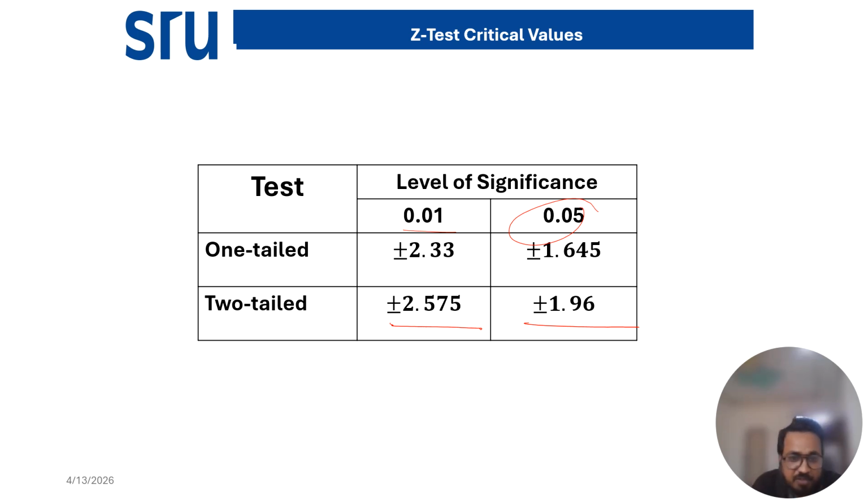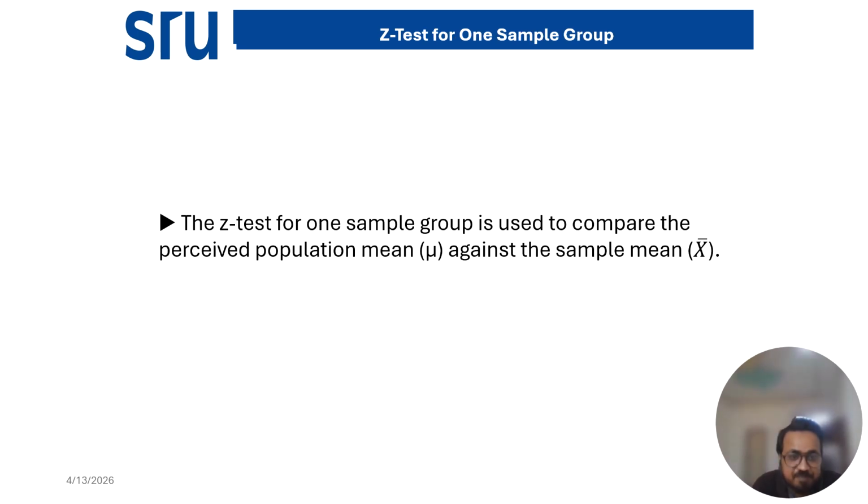Okay. So we will use this critical value of Z for two tail and one tail test. Okay. So now we will discuss the Z test for one sample group. The Z test for one sample group is used to compare the perceived population mean against the sample mean X bar. Okay.